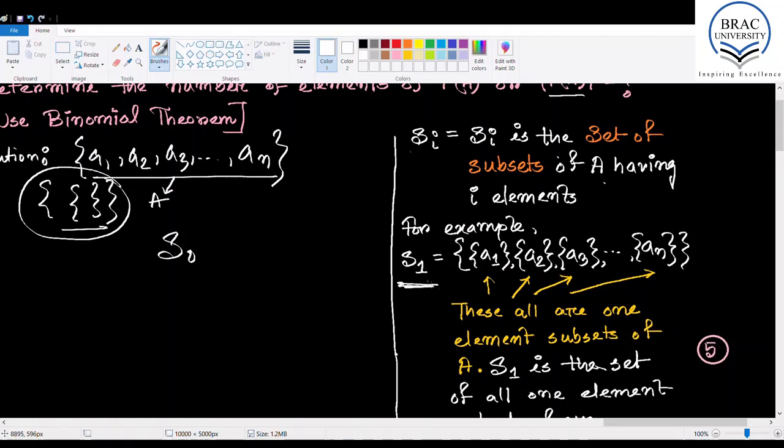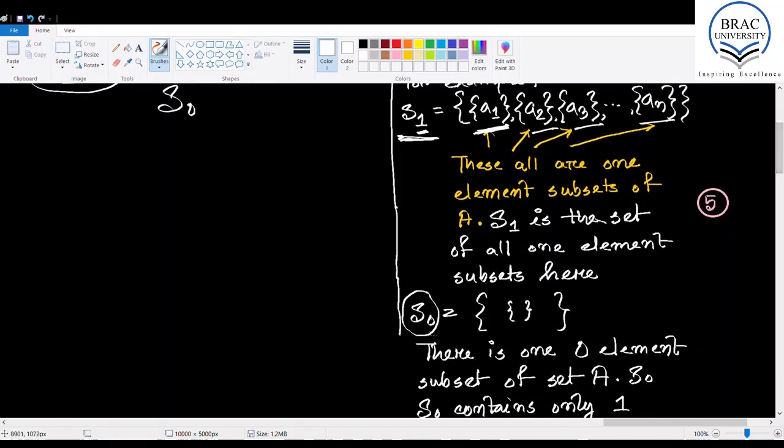S1, for example, what is it? This is the set of all one element subsets. As we can see, A1, only A1, is a set. I'm not only talking about A1, it's a set. This is a subset of A, right? This is a one element subset. This is also a one element subset. This is also a one element subset. This is a one element subset. These all are one element subsets of A. So S1 is a set of one element subsets, right? And similarly, S0 is the set of zero element subsets.